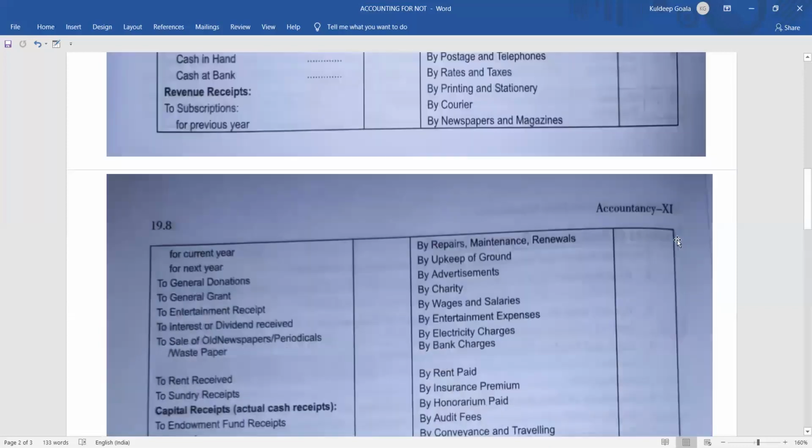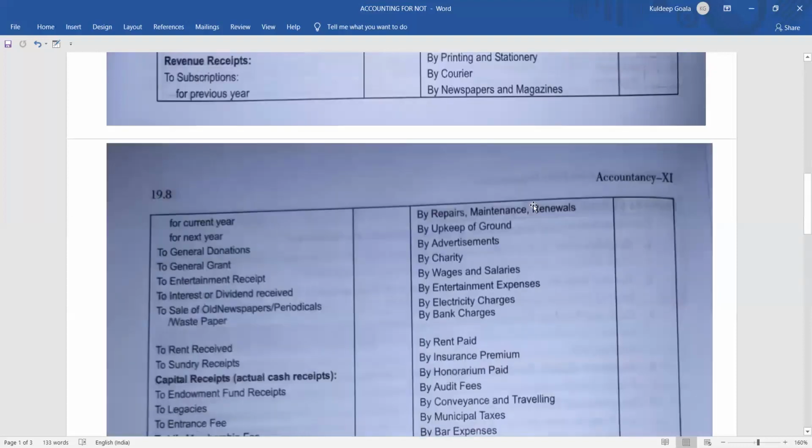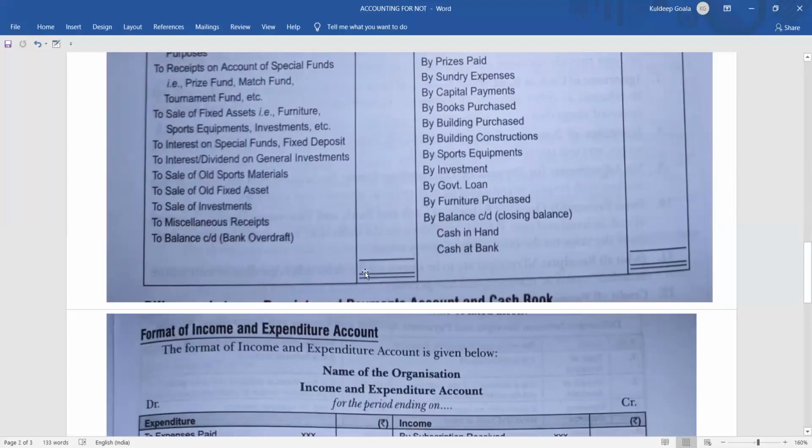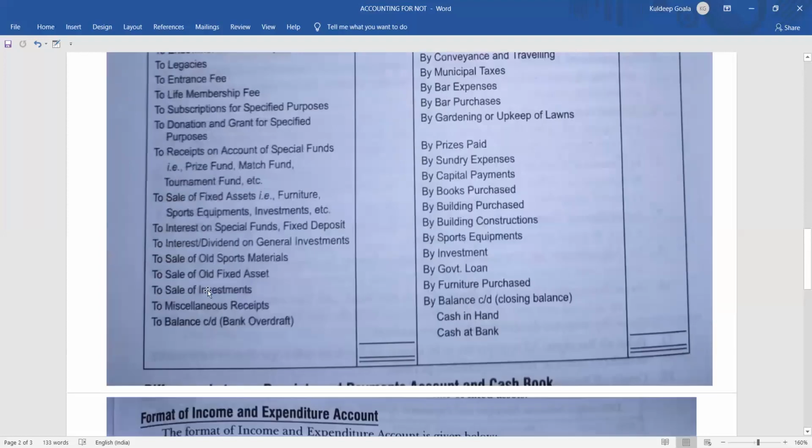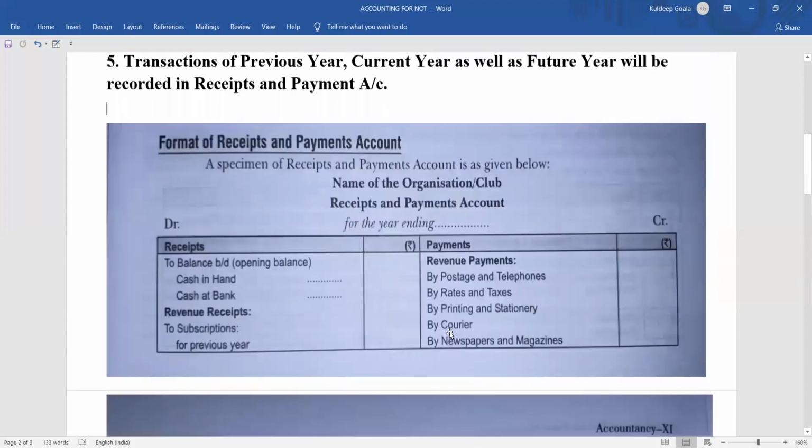Now if the payment side is more, then the payment is more and the receipt is less. You have received 10,000 but payment is 11,000, so you have paid 1,000 extra, so that will be taken as bank overdraft. I have withdrawn extra from the bank, otherwise I would not be able to pay extra, right? So that is why it will come as to balance carried down, bank overdraft. Clear? So this is how your receipts and payment account will appear.